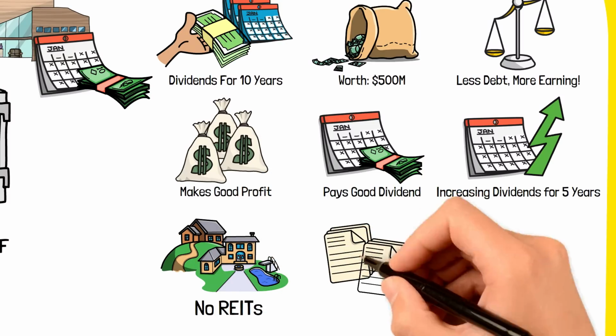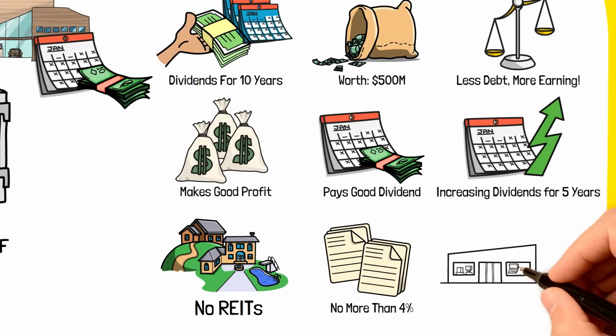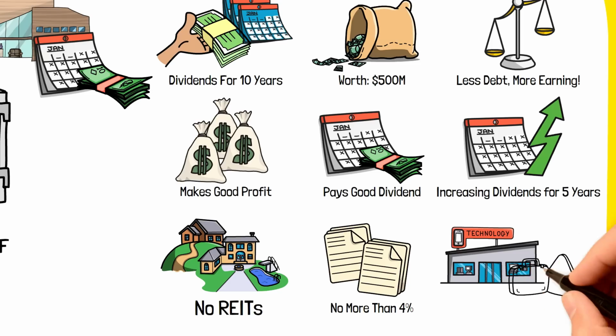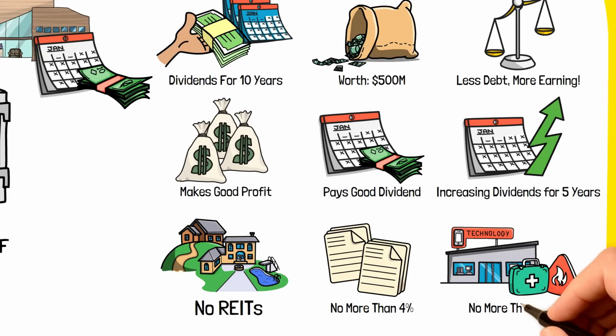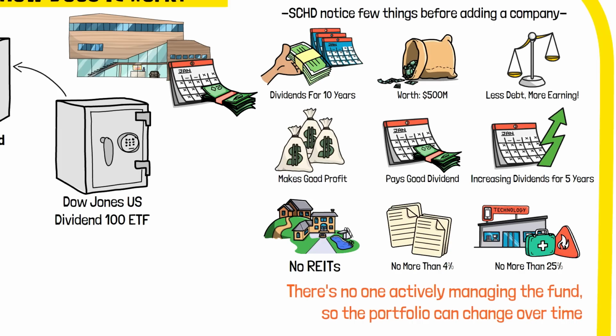Also, it doesn't let one company make up more than 4% of the whole portfolio, and no single type of company, like tech or healthcare, can be more than 25%. And remember, if you're putting your money in SCHD, you have to trust Schwab's way of doing things. There's no one actively managing the fund, so the portfolio can change over time.